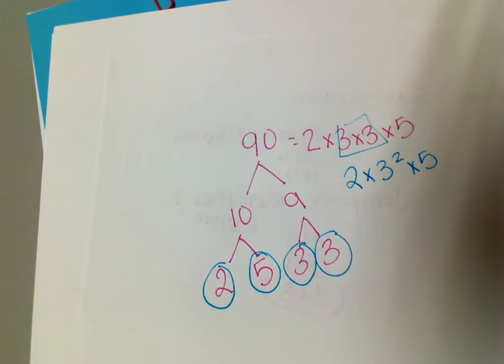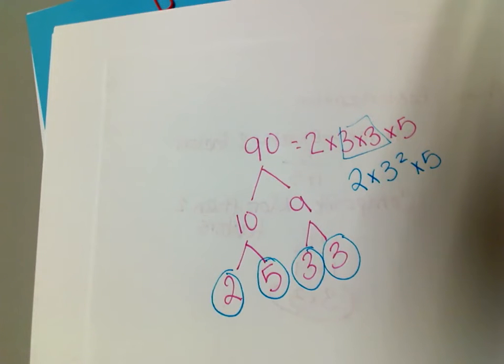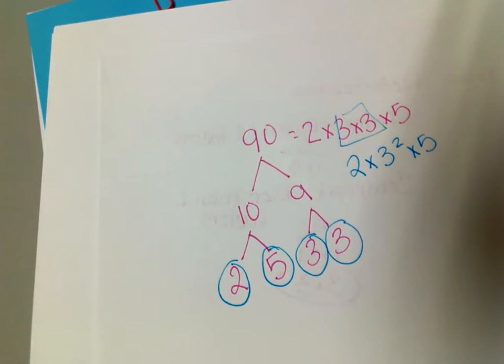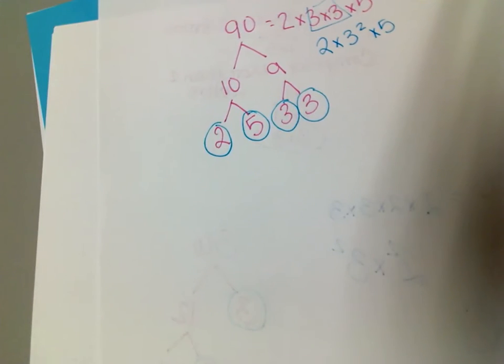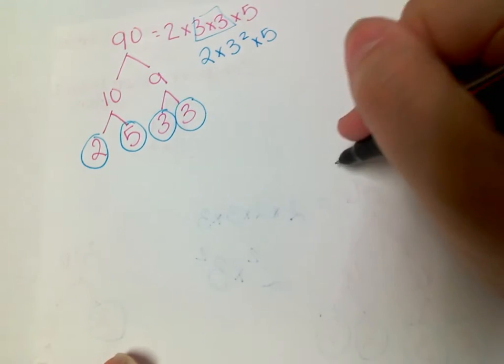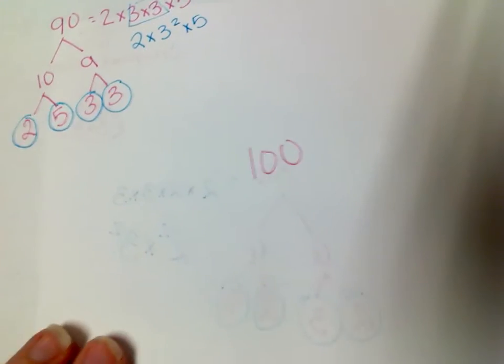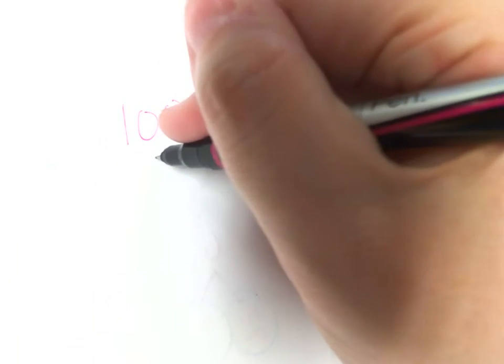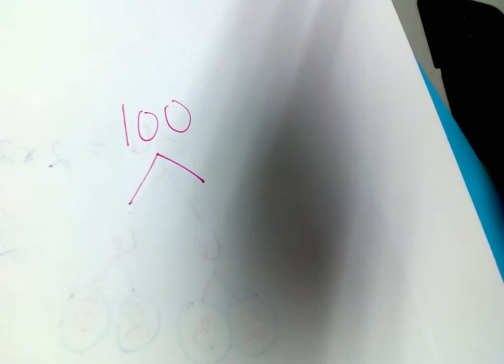Okay, let's do another one. Let's do 100. There are so many ways I could go about this, right? I could say 10 times 10, 4 times 25, 5 times 20. Any of these will work. So if you would like, go ahead and press pause and try it and see what you get, and then see if we get the same answer.